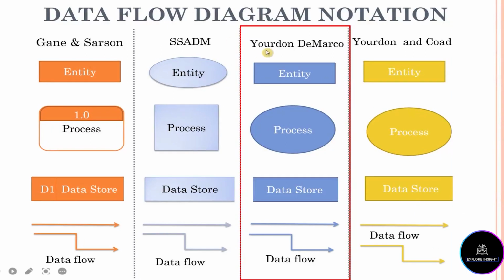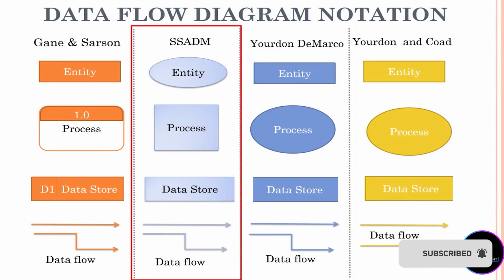Moving over to Yourdon DeMarco, quite similar to Yourdon and Coad, the entity diagram also is represented with a rectangle shape. The same goes for the process. However, for the data store, it is being drawn as two parallel horizontal lines, and the data flow is the same as Yourdon and Coad. Let me talk about the third notation.